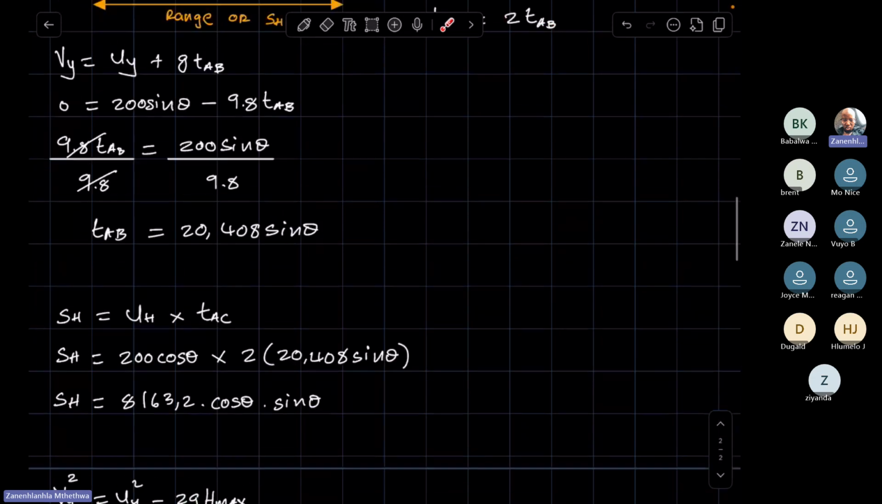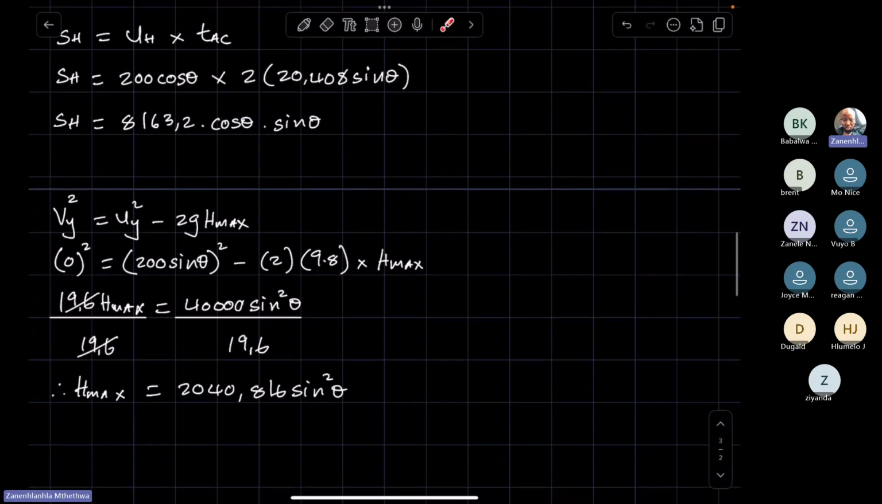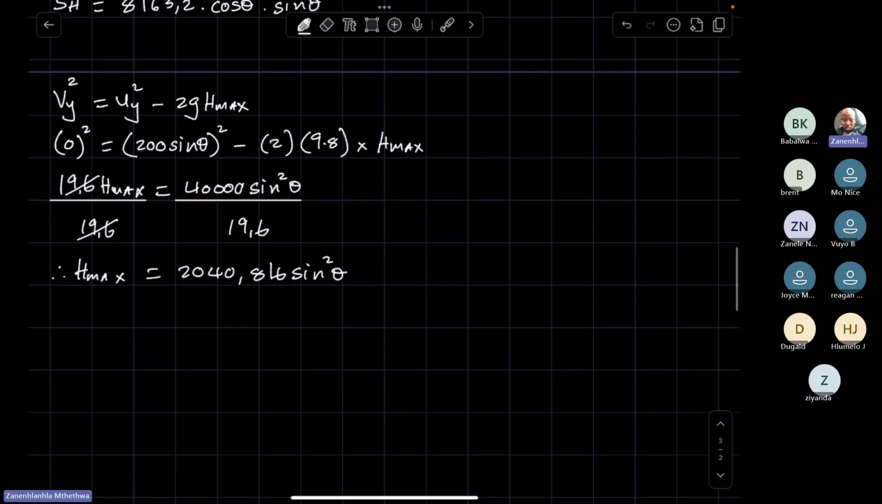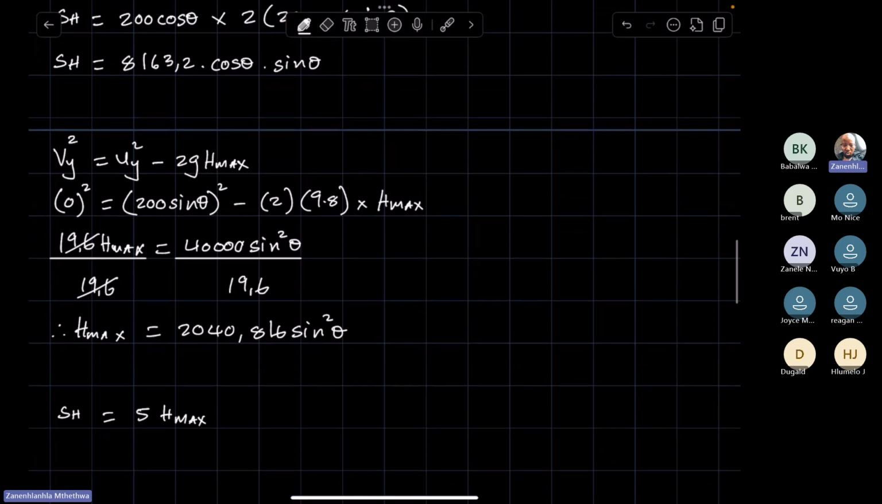Right? Now we go back to using this equation. This equation is SH. Right? Remember that SH is equal to 5 times H max. Now, what is SH equal to? SH is equal to this.